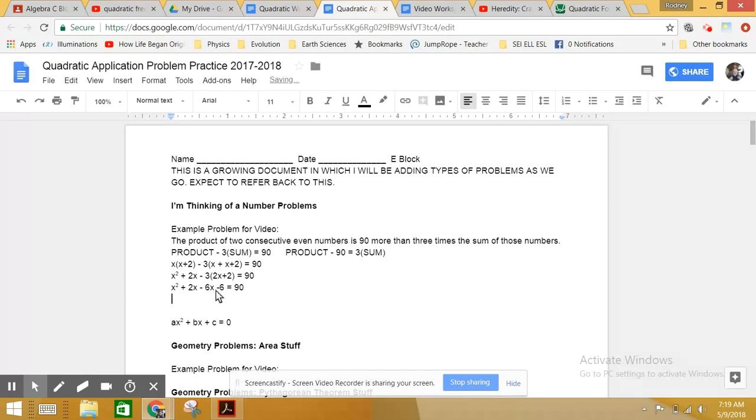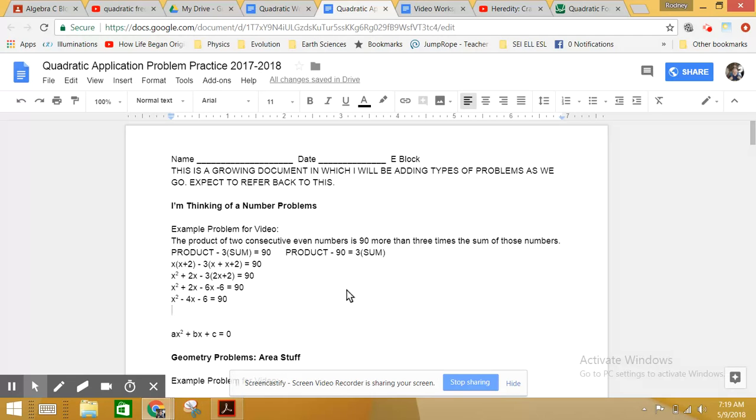Now I'm going to combine all like terms. So the only like terms I have are these linear ones, 2x and negative 6x. On this side, I also have a 90 out here and a negative 6, which I'll deal with later. But I'm going to start by combining 2x and negative 6x. So x squared, 2x minus 6x is negative 4x, so minus 4x. And then minus 6 equals 90. Now I have options.